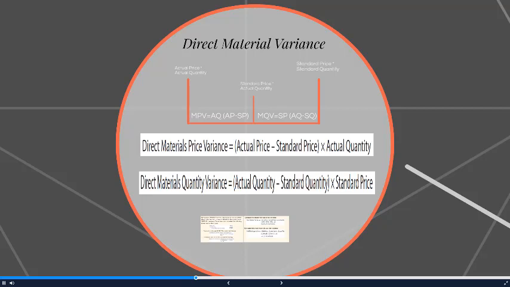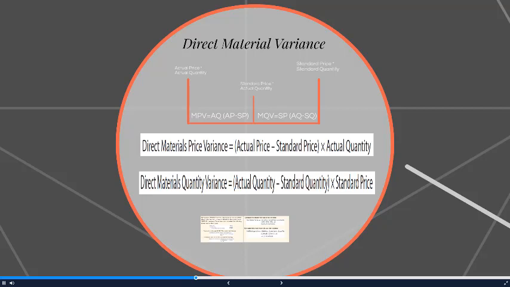First, let's take a look at the direct material variance. If you recall, the actual price times actual quantity minus the standard price times standard quantity gives you that total direct material cost variance. But in order to break that down further, we want to look at our direct material price variance and our direct material quantity variance, which makes up this total material cost variance.